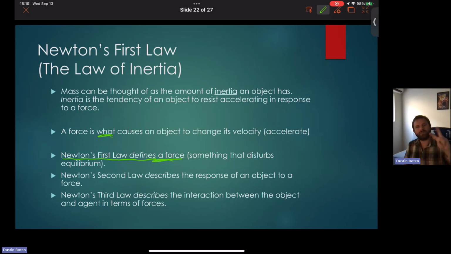Newton's second law describes the response of an object to the force. It describes how an object moves when a force is applied. And then Newton's third law just sums up the whole object-agent interaction, in terms of two things interacting with each other. So this is just describing the interaction.